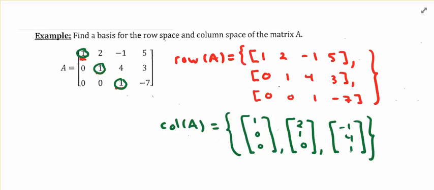Much like the remarks for the row space, these three vectors aren't the only vectors in the column space. As soon as we start to form the linear combinations of them, we get other vectors, and the set of all linear combinations of these three vectors taken in its entirety gives us the column space of the matrix A. Alright, so that's how you can find a basis for the row space and column space of a matrix A.